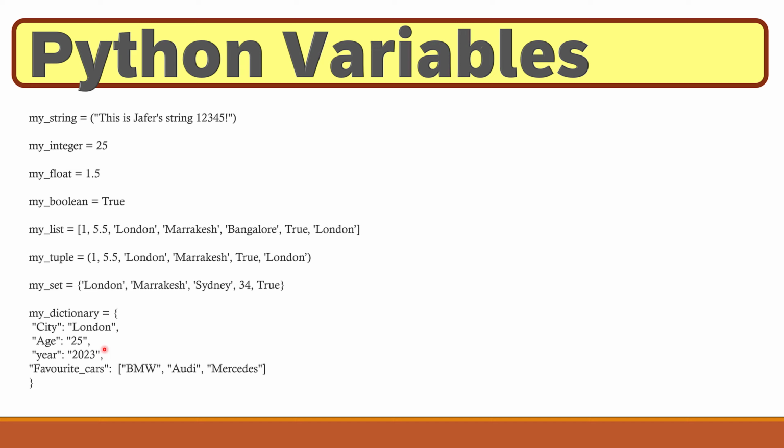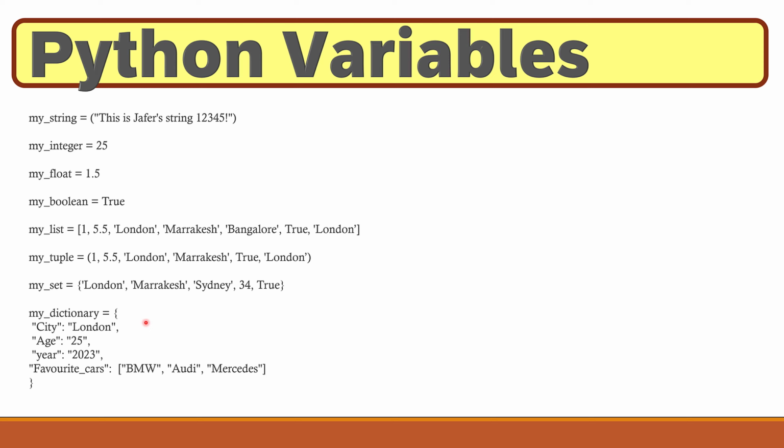And the values in a dictionary item can be of any data type as well, such as integers, strings, booleans, and even a list itself. So we can see a list here defined within the dictionary. So you can have a list inside a dictionary, as we can see over here.